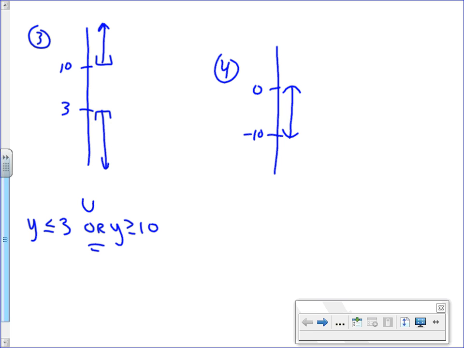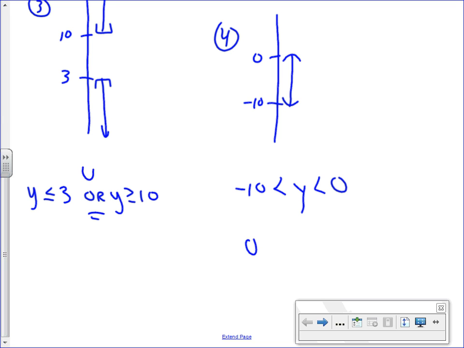Well, we already know about writing inequalities from graphs. That's a between statement. So when you write this one, you want to write the smallest number first, -10, is less than y, is less than the largest number. You can also write it the other way around. You can start with the biggest one, as long as you turn those inequalities in the opposite direction.